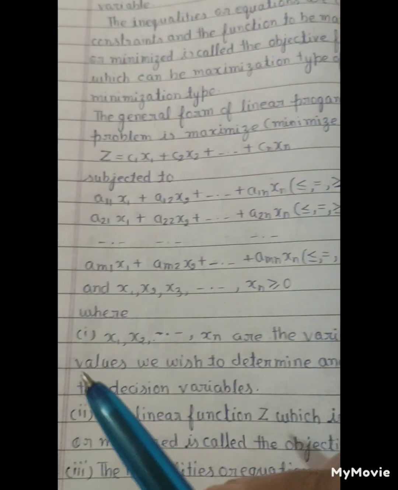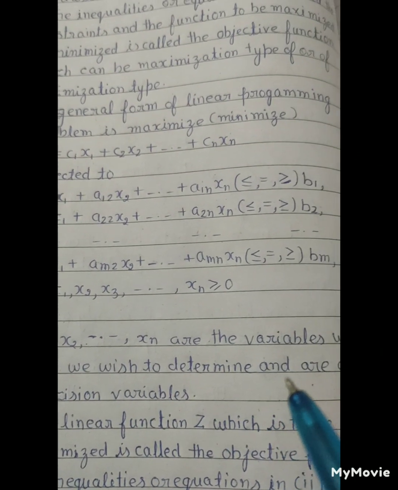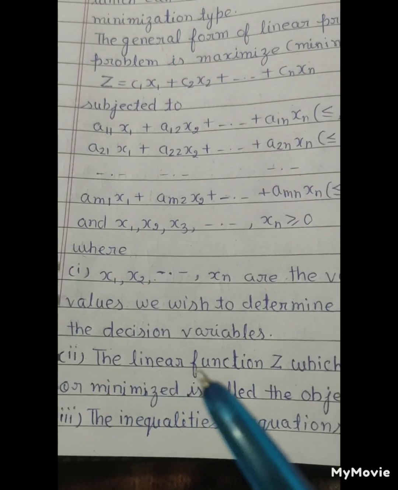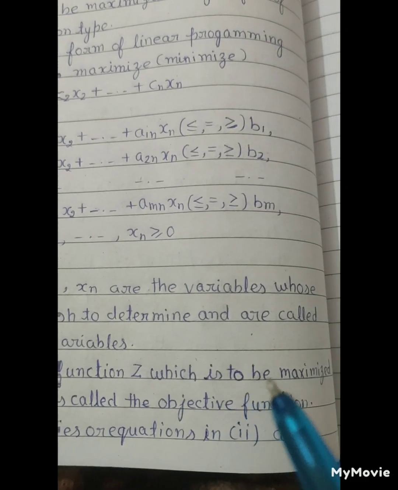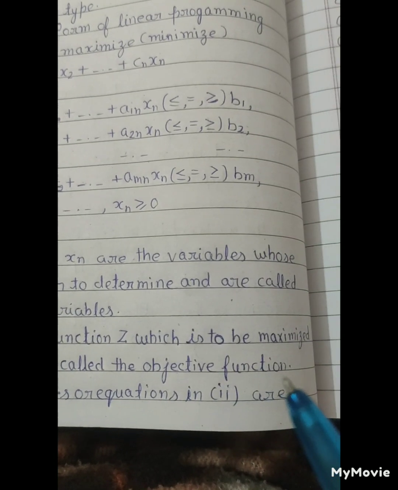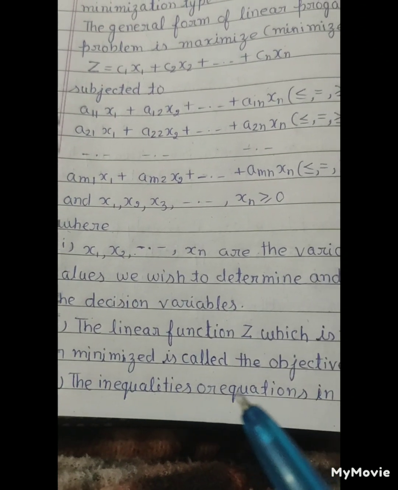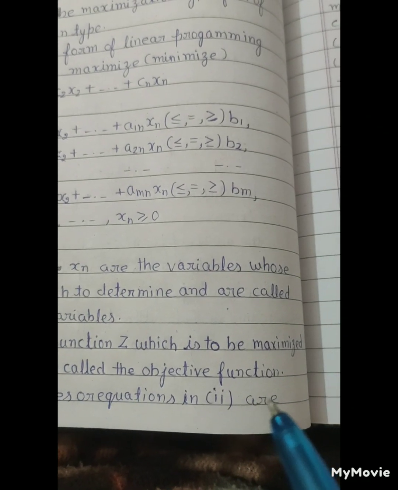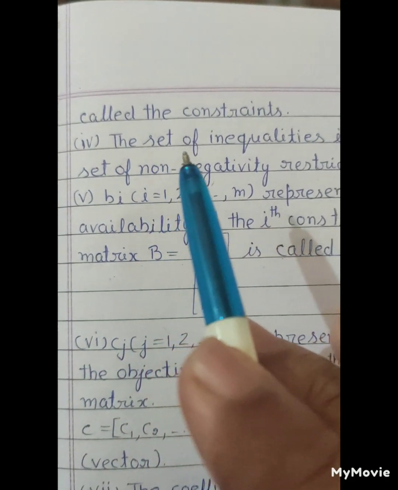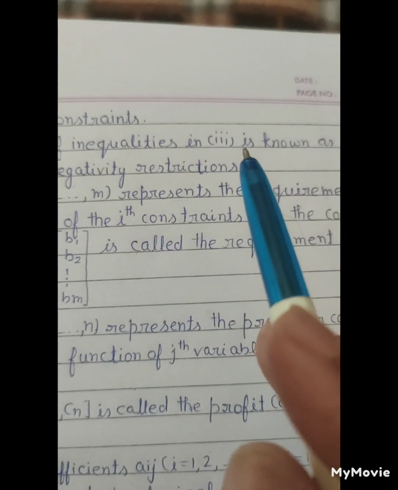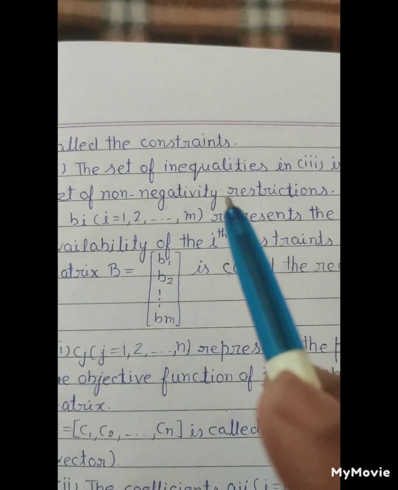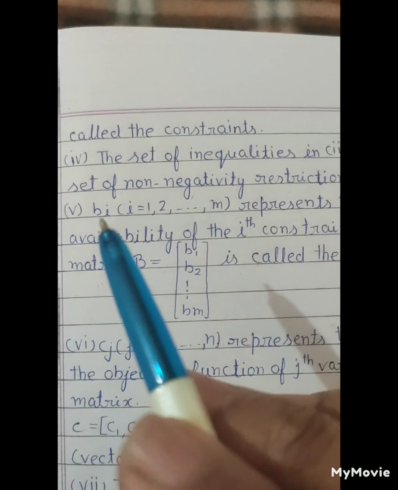First, x1, x2 and so on xn are the variables whose values we wish to determine and are called the decision variables. Second, the linear function z, which is to be maximized or minimized, is called the objective function. Third, the inequalities or equations in equation 2 are called the constraints. Fourth, the set of inequalities in third is known as the set of non-negativity restrictions.